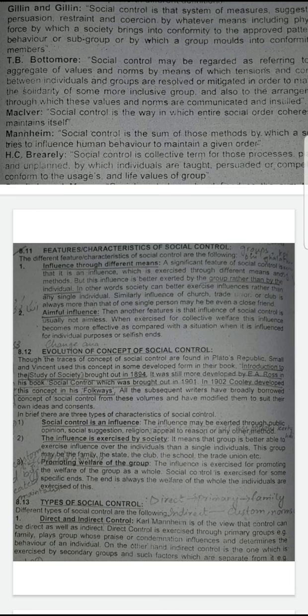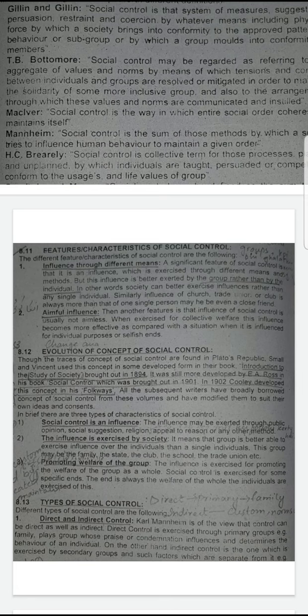First, social control is an influence. The influence may be exerted through public opinion, social suggestion, religion, appeal to reason, or any other method. Second, the influence is exercised by society. It means that a group is better able to exercise influence over the individual than a single individual. This group may be the family, the state, the club, the school, the trade union, etc.